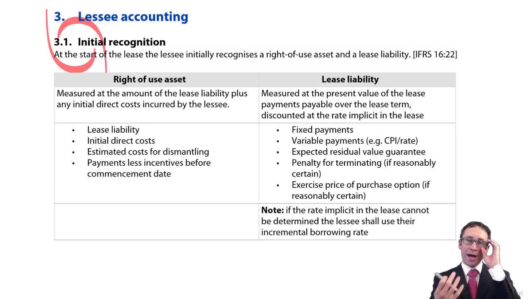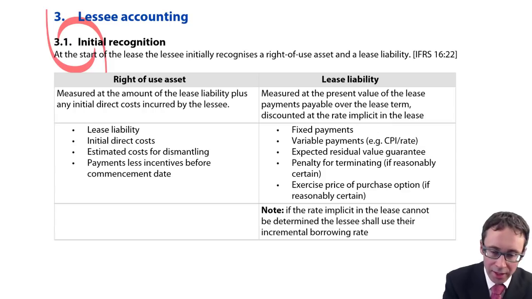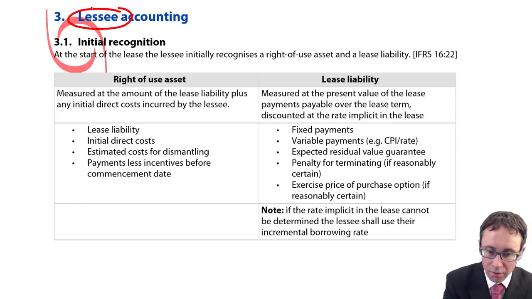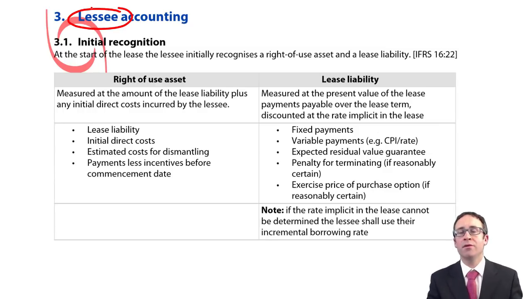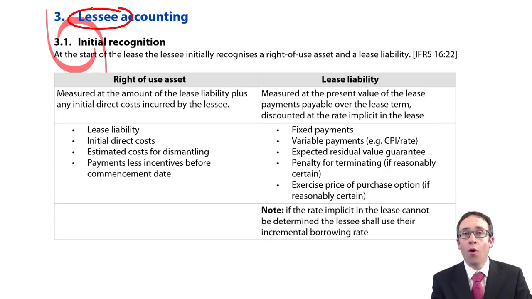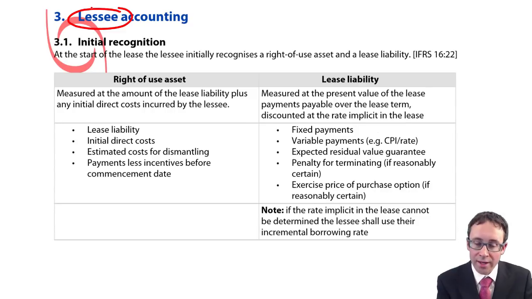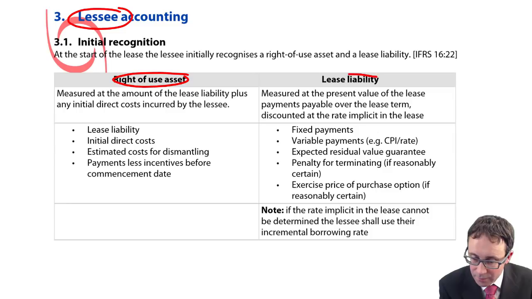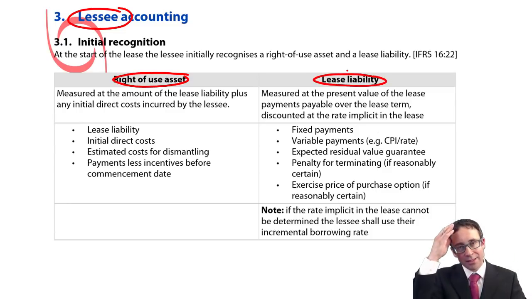Okay. Now we're going to look at the accounting, and we're going to look at it first of all from the lessee's perspective. So remember, from the lessee's perspective, all leases are now brought on to the financial statements, so the statement of financial position. And in doing so, we are going to have to recognise a right of use asset and the lease liability. Okay.